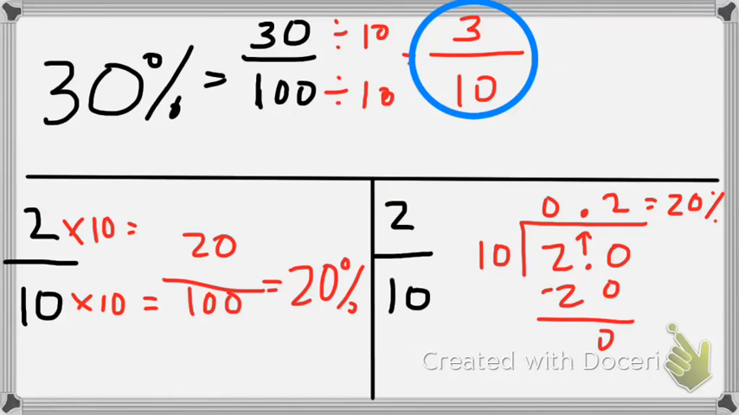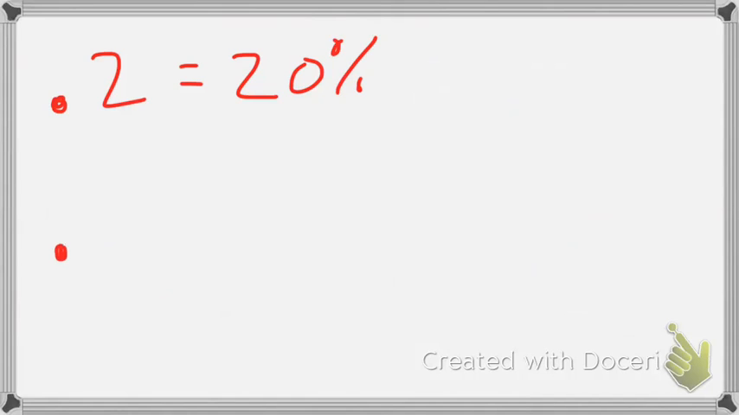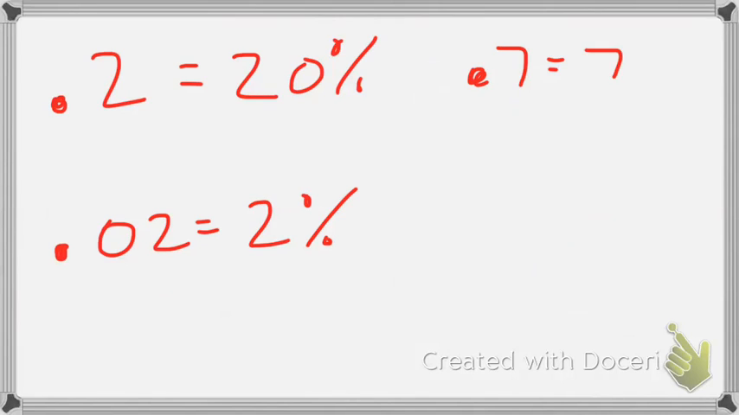Now I went over this with them because they might think this is 2%, because they see a 2 instead of a 20. 0.2 is 20%. 0.02 is 2%. And then it goes for all the numbers between 1 and 9. 0.7 would be 70%. 0.07 would be 7%.